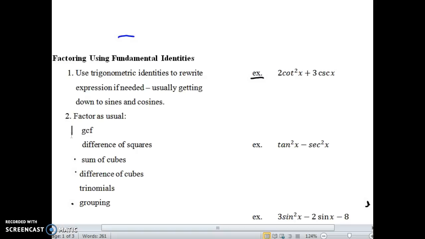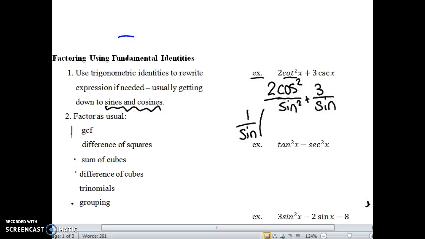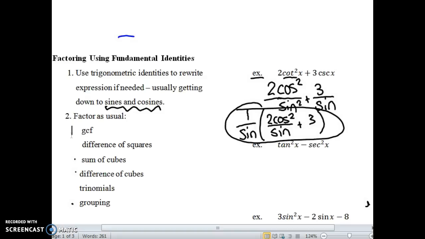2 cotangent squared plus 3 cosecant x. No clue what to do. So I'm going to get it down to sines and cosines. Cotangent is cosine over sine, so 2 cosine squared over sine squared, plus 3, remember cosecant is reciprocal sine, 3 over sine. Wow, looks like I have a GCF. So I'll pull out a 1 over sine, which leaves me with 2 cosine squared over sine, plus 3 over 1, or just plain 3. Still looks gross, but that's okay.